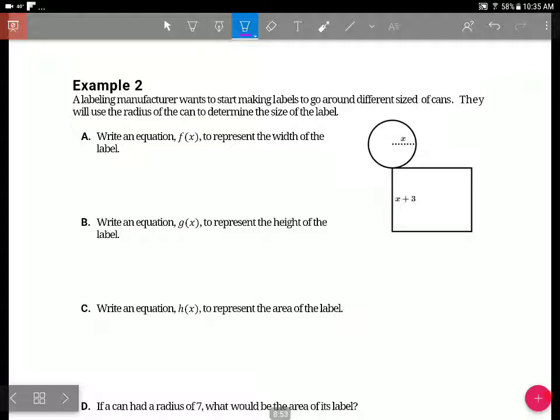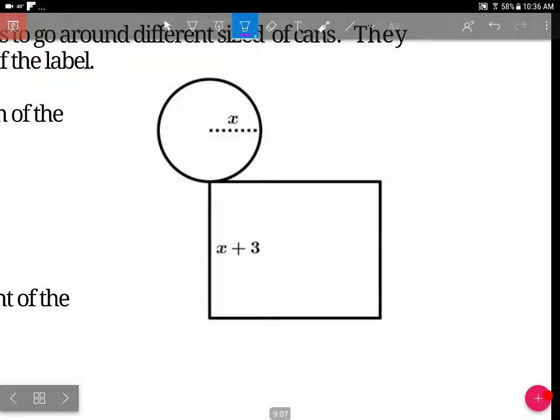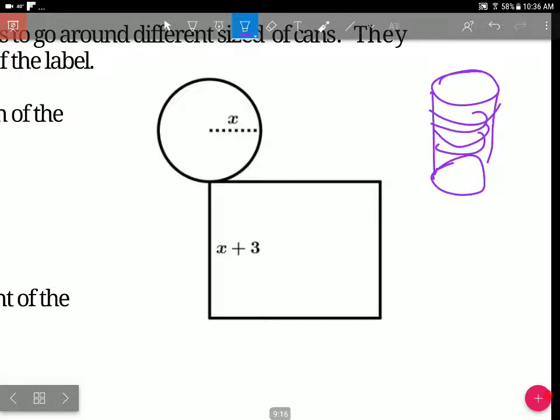A labeling manufacturer wants to start making labels to go around different size cans. They will use the radius of the can to determine the size of the label. So if I'm going to zoom in on this real quick. Basically, this is a stretched out can over here. So like the circle is the top and the rectangle is the label that goes around it. Okay? So the circumference right here is the length or the width of the label. Does that make sense? That's how this picture works. All right?